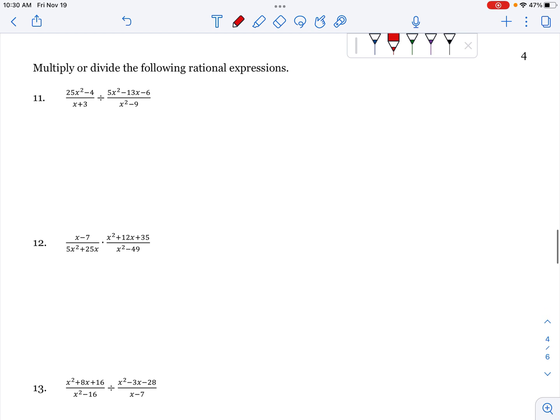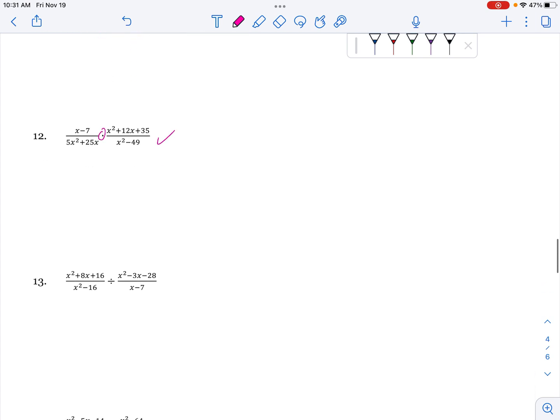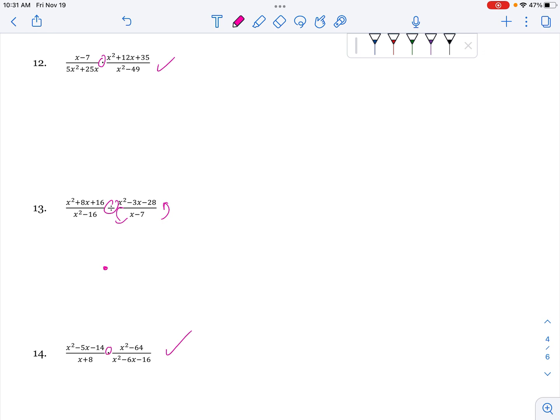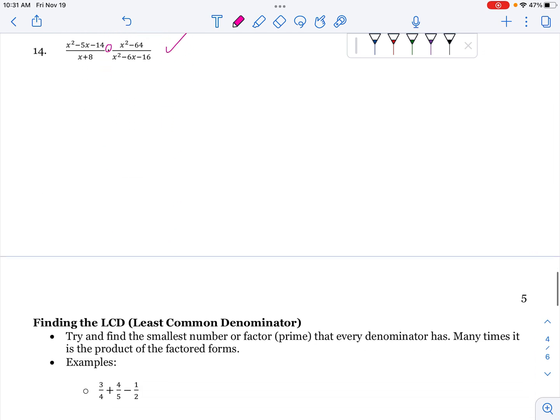Multiply or divide. And we know for our dividing, we flip and we change it to multiply. This is already multiply, no flipping. This is divide. We're going to flip this and change it to multiply. And this is already multiplication, so we're good. Okay? Down here, I have what we would do next time. So don't worry about that.